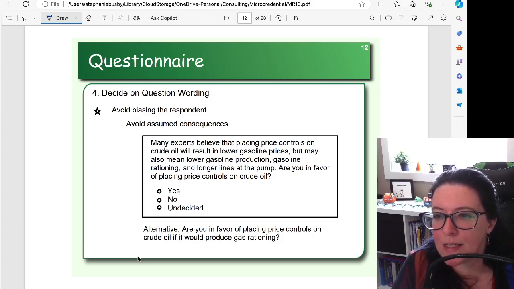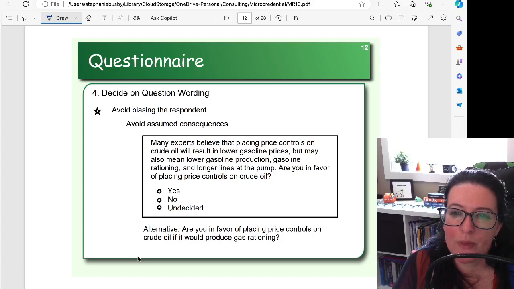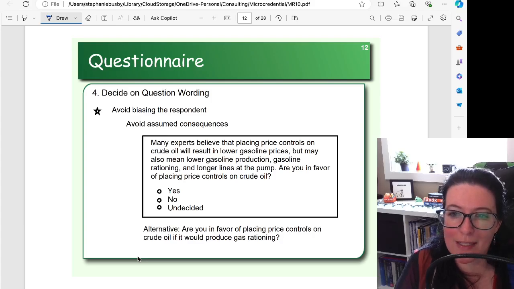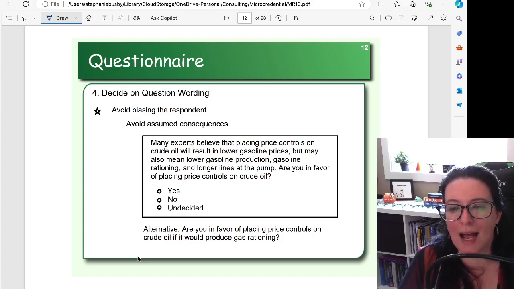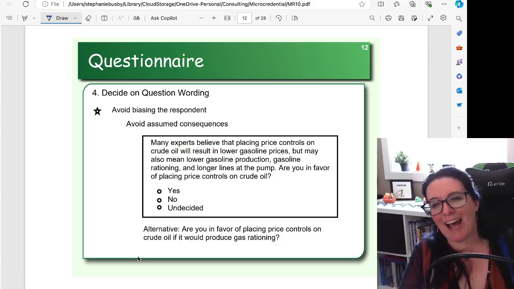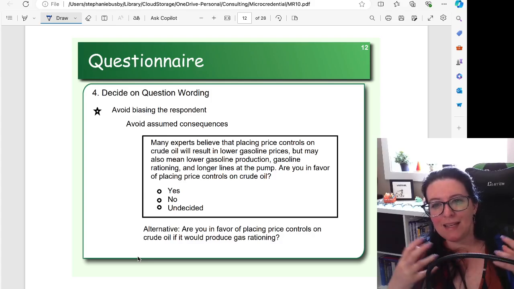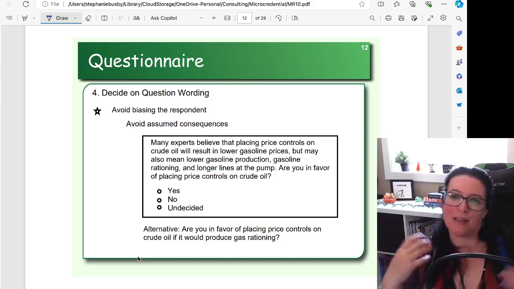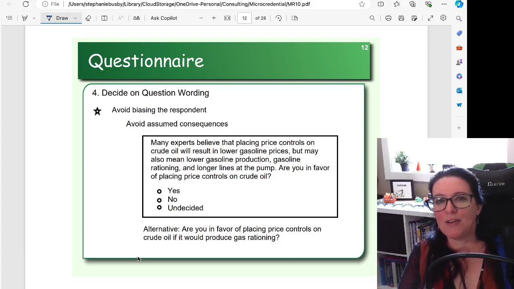Here we're trying to say, okay, if there was this price cap, then yes, there'd be lower prices, but the problem would also be that there would be a lot longer lines and less gas available. So are you willing to do the trade-off is kind of what it's getting at, but it is overly complicated. It's if this happens, then this happens, then that happens, and you're making a lot of assumptions.